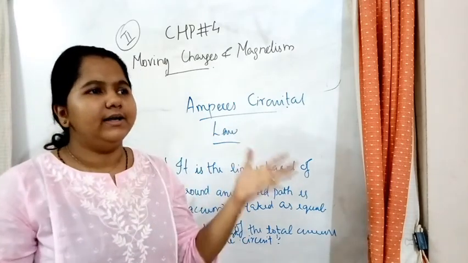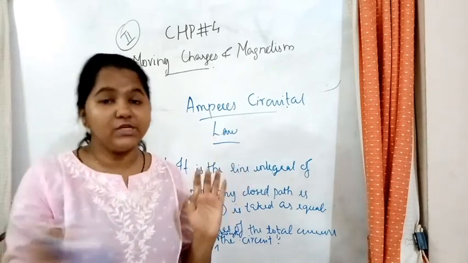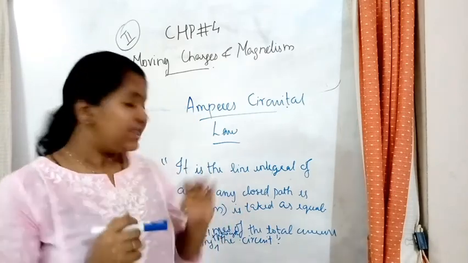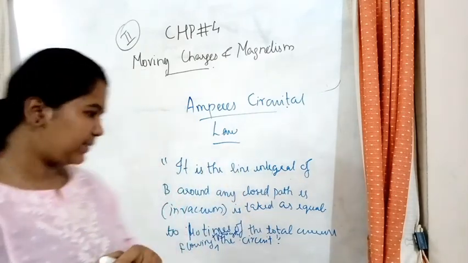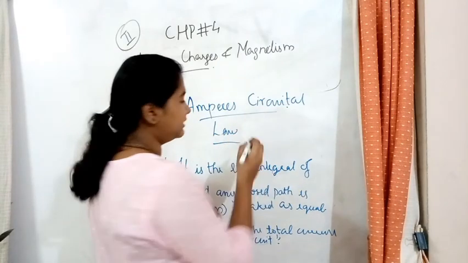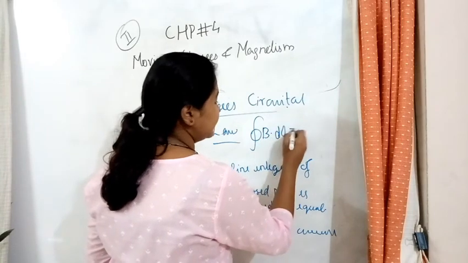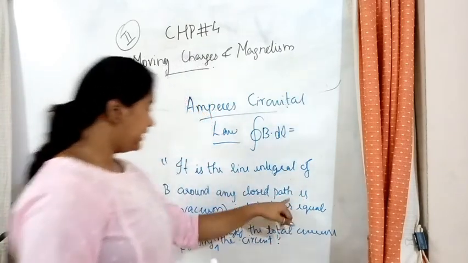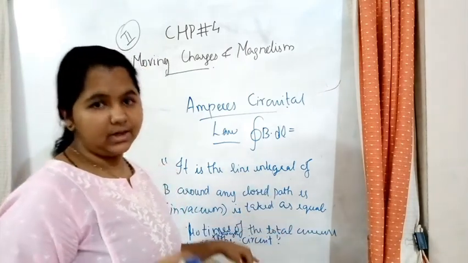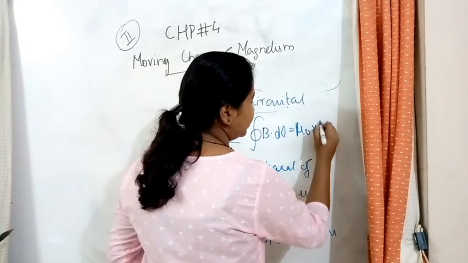The law says that the magnetic field of a closed path in vacuum is taken as mu 0 times the total current through it. That is, we'll write the equation. The line integral of the magnetic field, B dot dl, is equal to mu 0 times the total current in the closed circuit. So that is mu 0 into I.